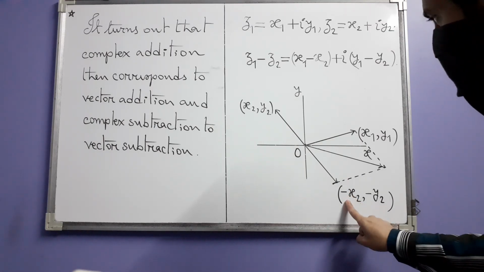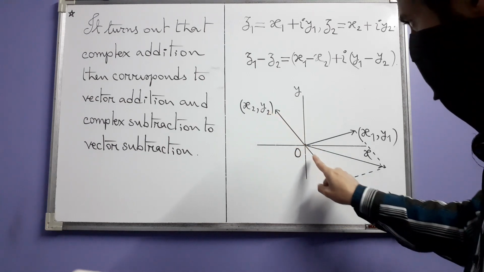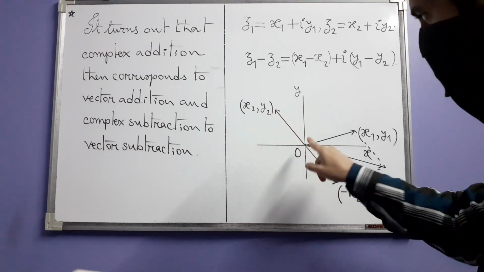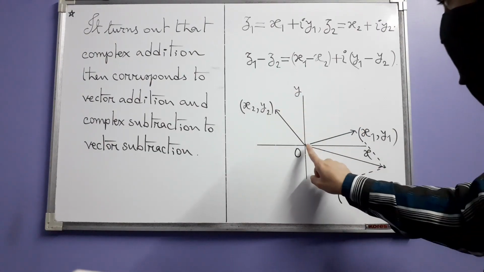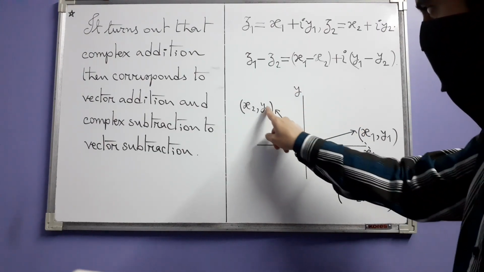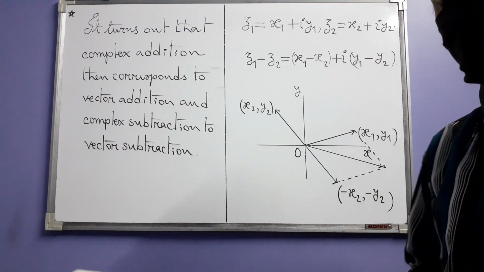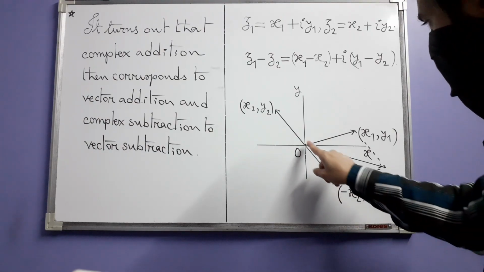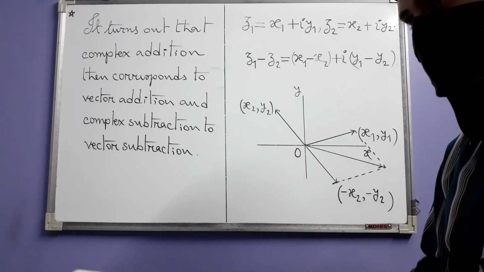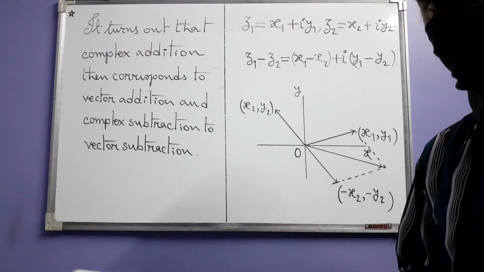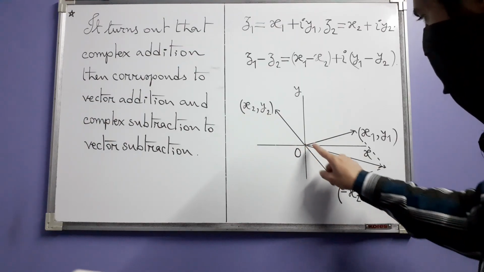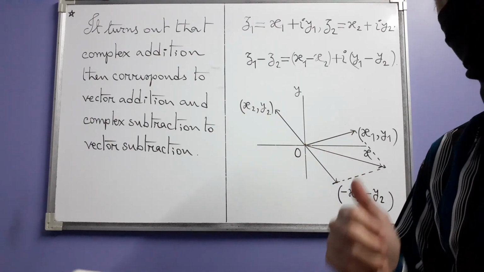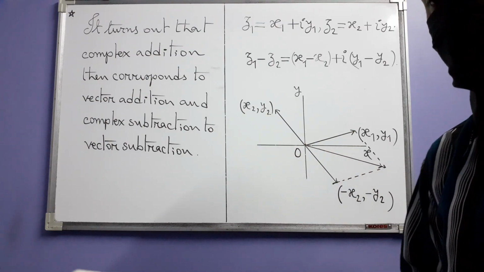So you look at that point which will be opposite to this one. Opposite to this one means with respect to the origin and along this line at the same distance from the origin that this one is. Okay. So that means this vector is representing your complex number minus z2, and then you add this vector and this vector using your parallelogram law of vector addition.